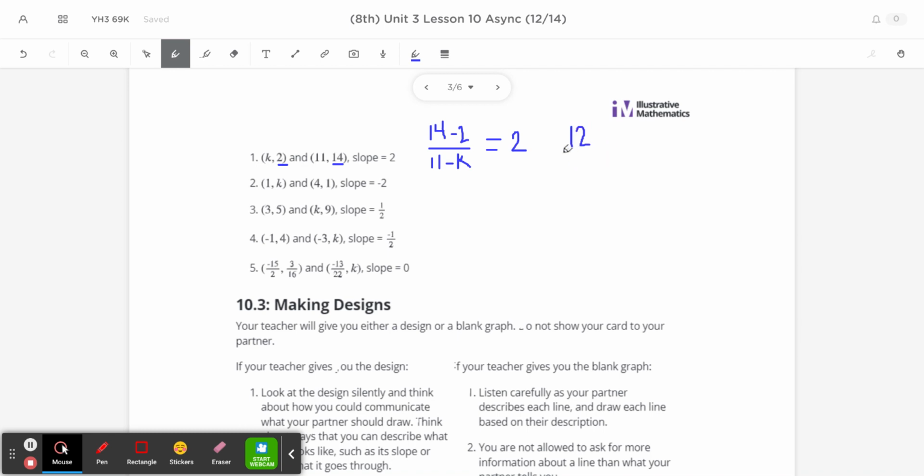And 12 over what equals 2? Well, I know that 11 minus k needs to be 6 in order for 14 minus 2 over something to be equal to 2. Has to be 6. And so 11 minus 5 is what is equal to 6. And so I know that k equals 5 for question 1.